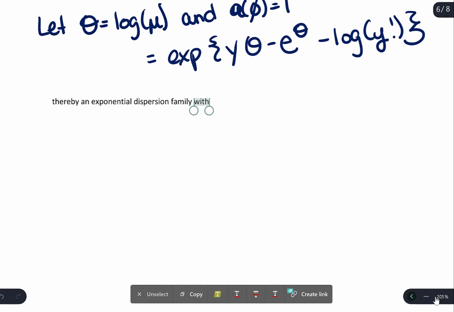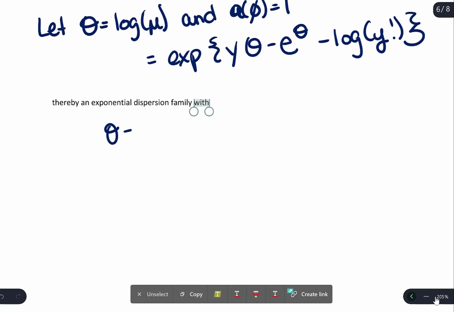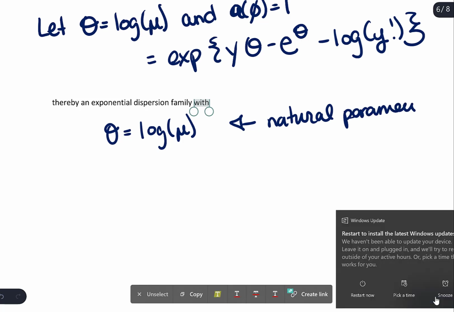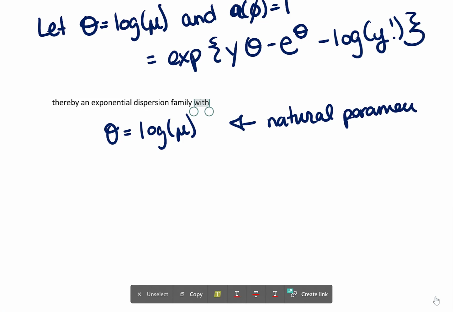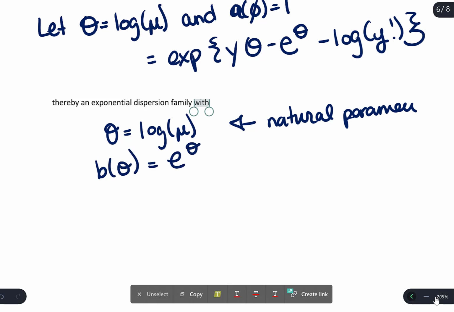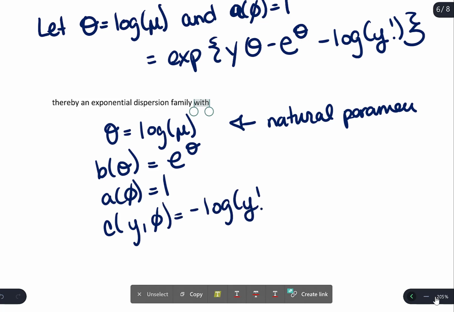So now writing it this way, we could see the following. Theta is equal to log mu, and that is the natural parameter. b of theta is equal to e to the theta. a of phi is equal to 1, and c of y and phi is equal to negative log of y factorial. So again, the pieces that we're really going to care about are these two.